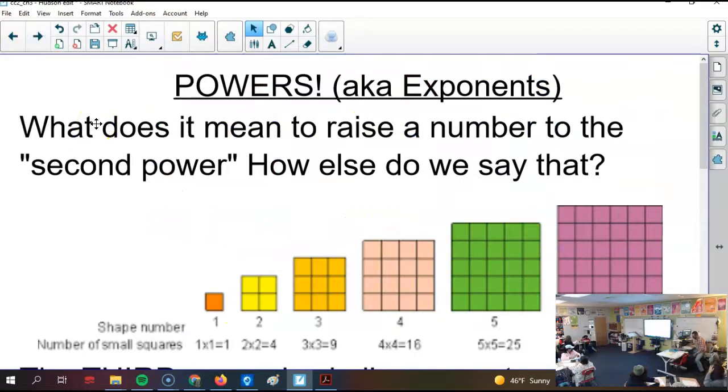So on your graph paper, I want you to write the word powers. Not superpowers. Math powers.